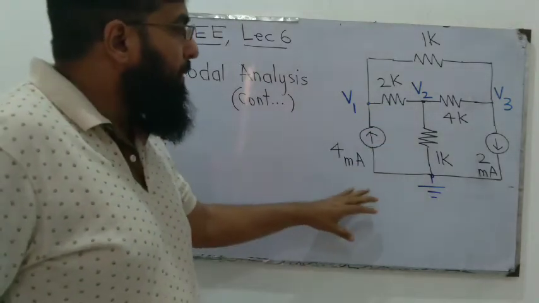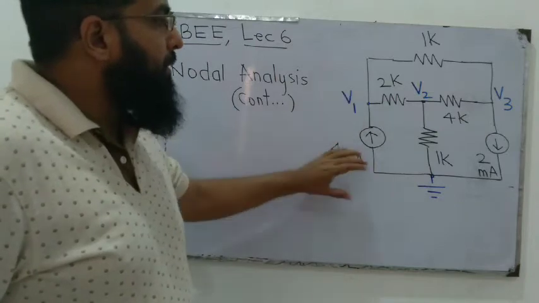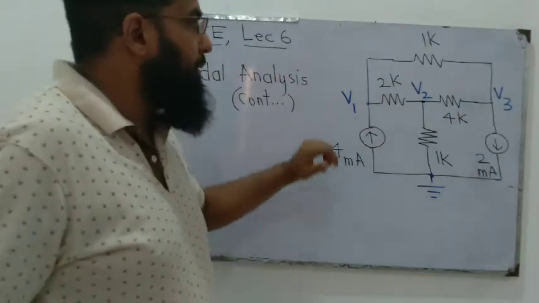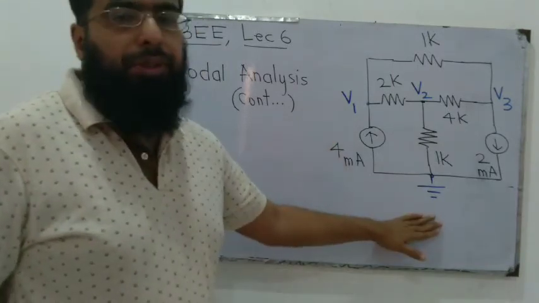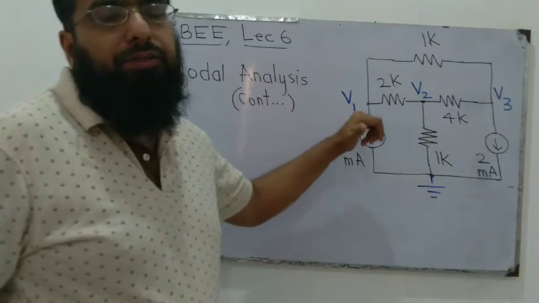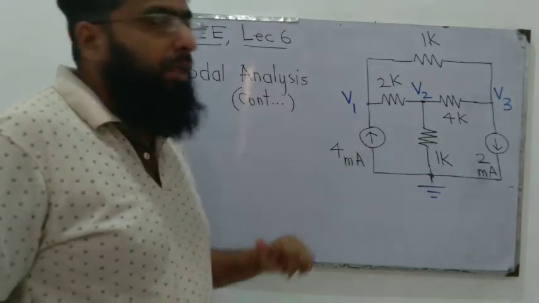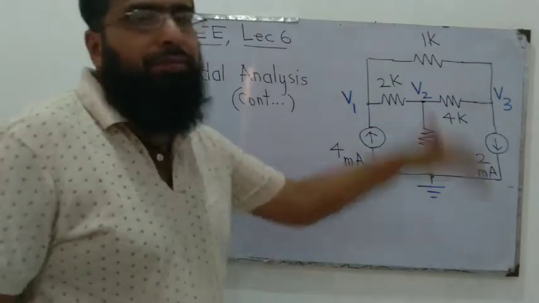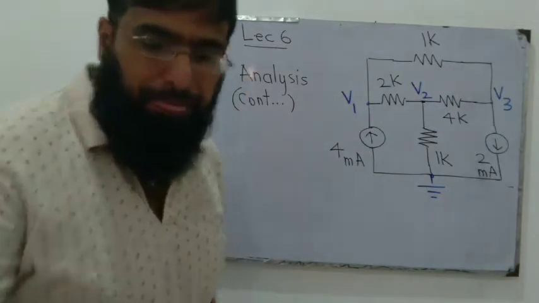This problem has multiple resistors and two current sources, and there are three nodes in addition to the ground node. We'll write KCL equations for each of these three nodes, and we'll solve for V1, V2, and V3 with the help of MATLAB.